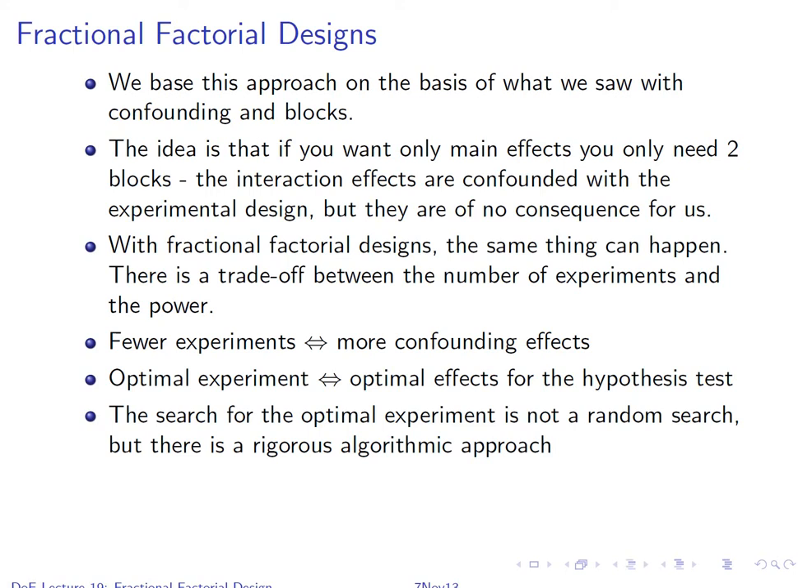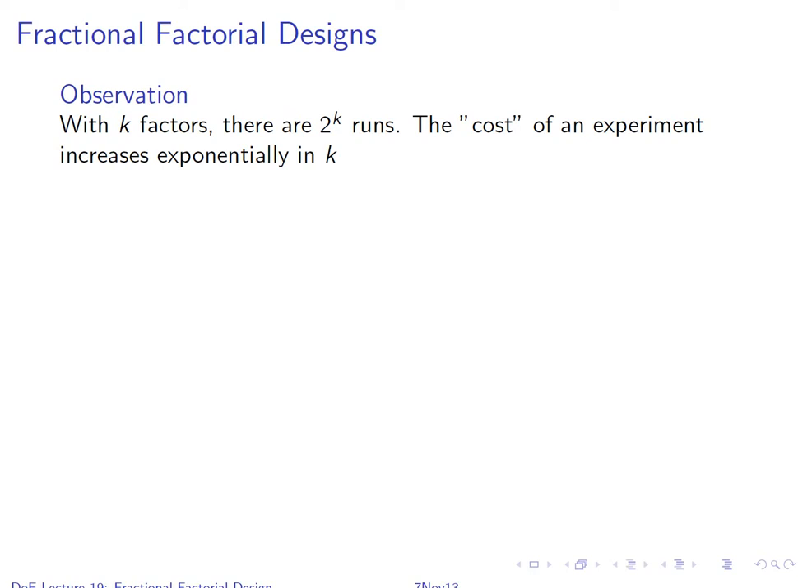If it was a random search, we wouldn't be able to have software or functions in R that will give you the design matrix. And as you'll see at the end of the lecture, there's a very systematic way of specifying the number of variables, the types of interactions that you want to measure, and the function will generate the design matrix. But let's begin with some background information on fractional factorial designs.